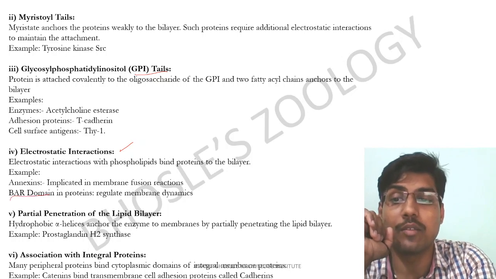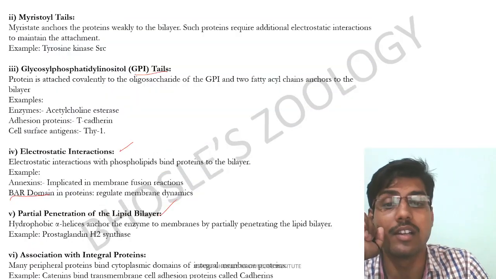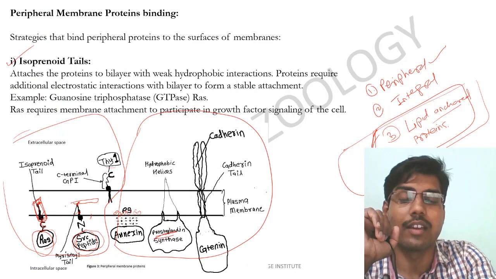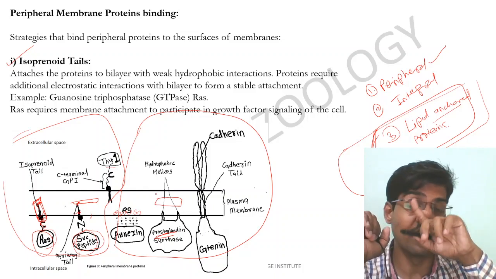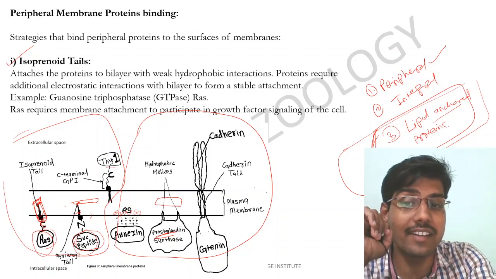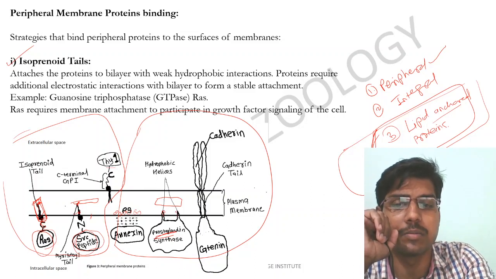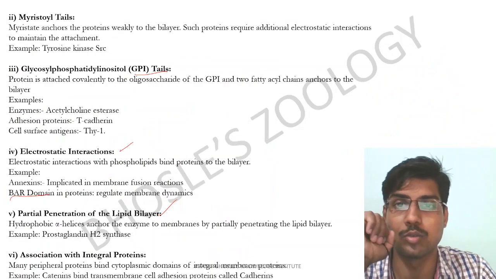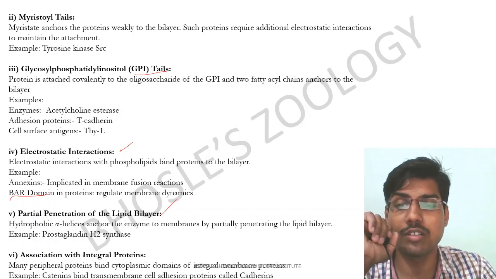Another example was BAR domains, the partial penetration of the lipid bilayer. Next class is partial penetration of the lipid bilayer. The example is prostaglandin synthase. As we have seen, the peripheral membrane protein does not come in direct contact with the hydrophobic core. But in the case of prostaglandin synthase, the hydrophobic helices partially penetrate this membrane, and because of this partial penetration, it gives some anchor to the membrane and just remains attached. So these are partial penetration of the lipid bilayer membrane. Next is the association with integral proteins.